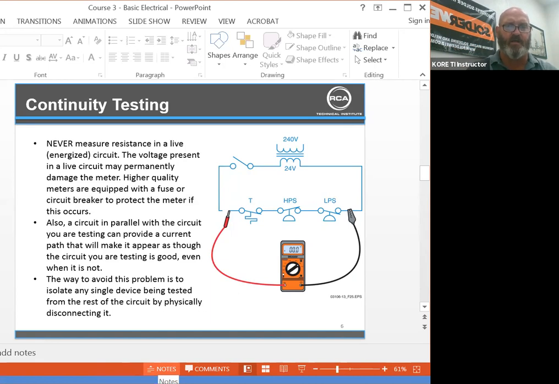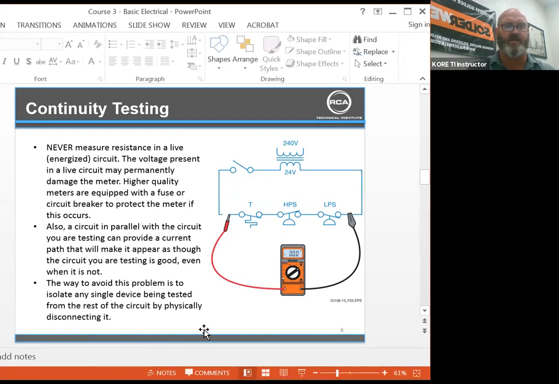Also, a circuit in parallel with the circuit you are testing can provide a current path that will make it appear as though the circuit you are testing is good, even though it is not. The way to avoid this problem is to isolate any single device being tested from the rest of the circuit by physically disconnecting it.